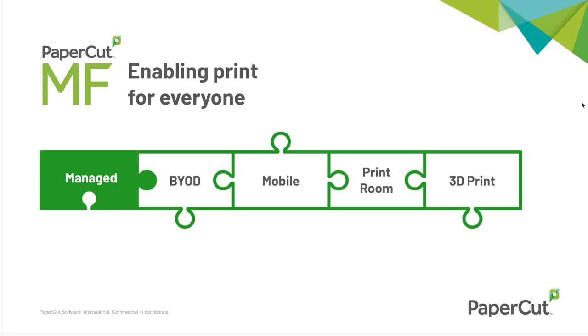Now with PaperCut MF and Mobility Print and Print Deploy, your BYOD, mobile, and managed printing is solved. Also, with PaperCut MF, you can solve print room and 3D printing through job ticketing as well. So really, all your printing needs are covered. So it's really a huge breadth of the solution, and we can now enable printing for managed, BYOD, mobile, print room, and 3D. So there are so many different customer scenarios that we can solve problems for now.